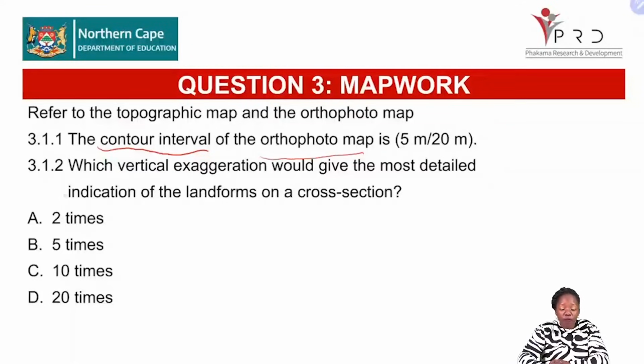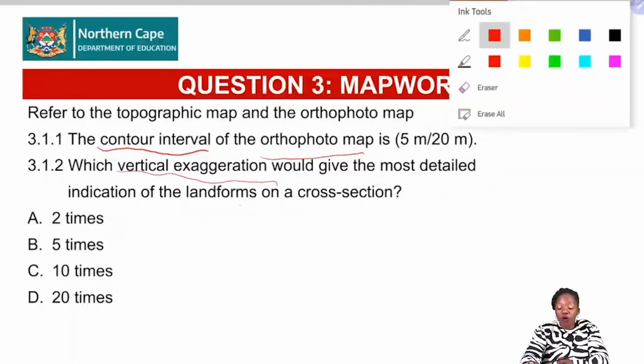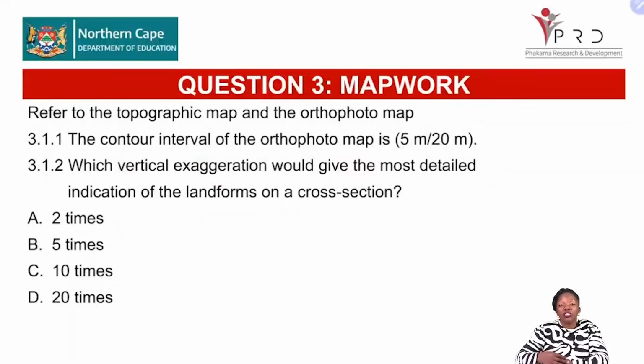Then 3.1.2: which vertical exaggeration will give the most detailed indication of the landscape on a cross section? So we're talking about the vertical exaggeration. I'm going to give you 2 minutes, and after 2 minutes, we will proceed to the solutions.